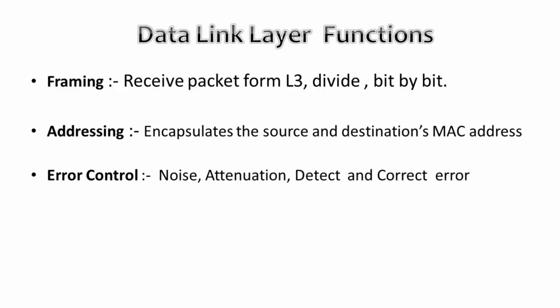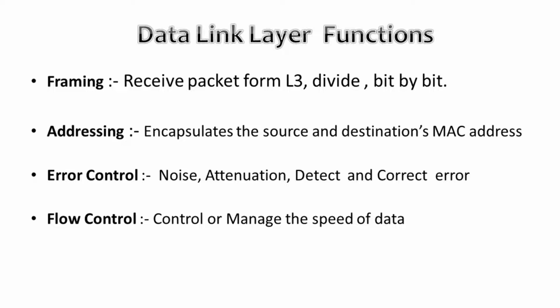Then we have flow control. If the receiver's receiving speed is lower than the sender's speed, this can lead to an overflow in the receiver buffer and some frames may get lost. So it is the responsibility of the data link layer to synchronize the sender's and receiver's speed and establish flow control between them.